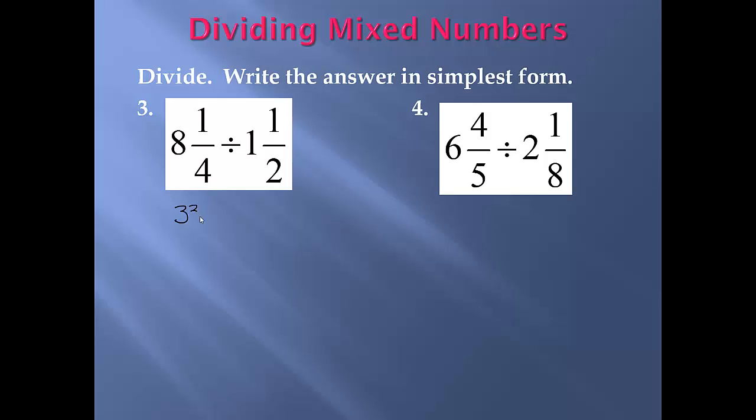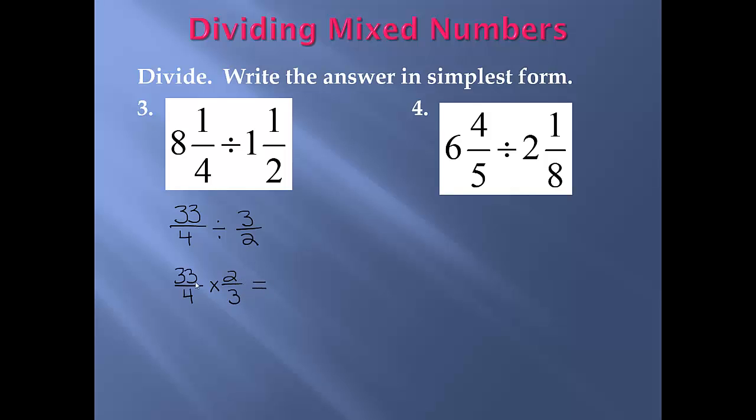So we have 33/4. And then we have divided by, we're going to convert 1 1/2 into an improper fraction. So 2 times 1 is 2, plus 1 is 3, so we will have 3 halves. Now, in order to divide our fractions, we'll keep the first fraction the same, 33/4, and then we're going to multiply by the reciprocal. So we're going to multiply by 2/3. The reciprocal of 3 halves would be 2/3 because you will flip it over.